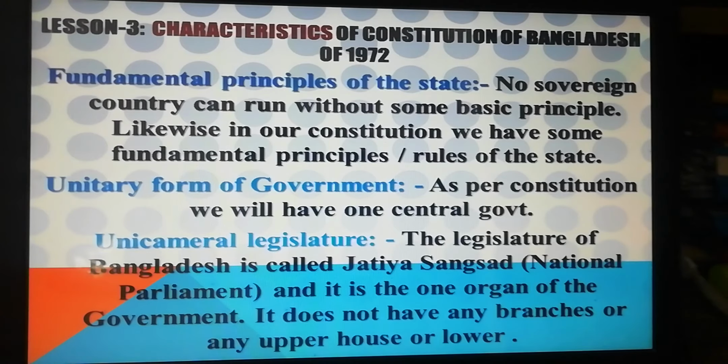And under parliamentary form of democracy, we are following a unitary form of government. That means we have only one central government, as our country is a very small country, so we don't need any provincial or state government. And in our parliament, we have only one chamber, that means one room. That's why it is called unicameral legislature. We don't have any upper house or lower house. So the name of our parliament presently is Jatiyo Sangshad. Earlier it was called Ganaparishad.